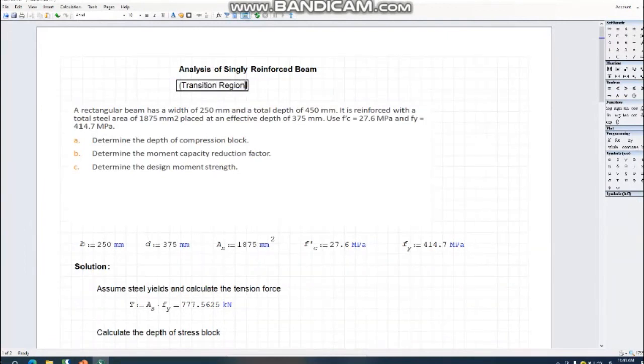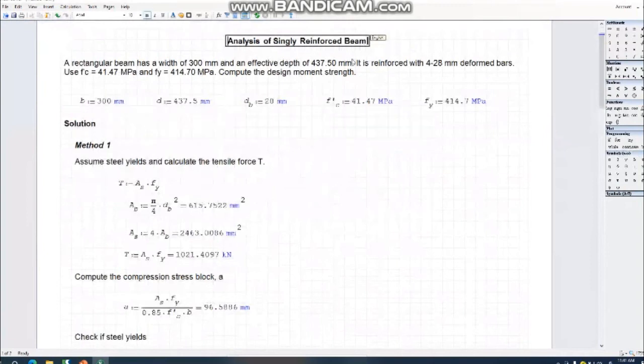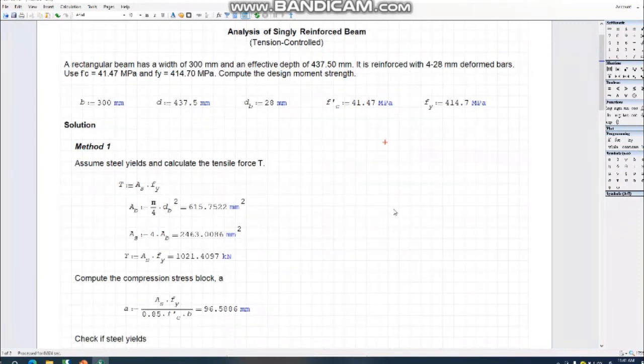An example is for the transition region, example 2. Then the very first example, we have tension control. Okay, yan. So that is how we analyze your beam. Okay, so now you know how to analyze a beam.